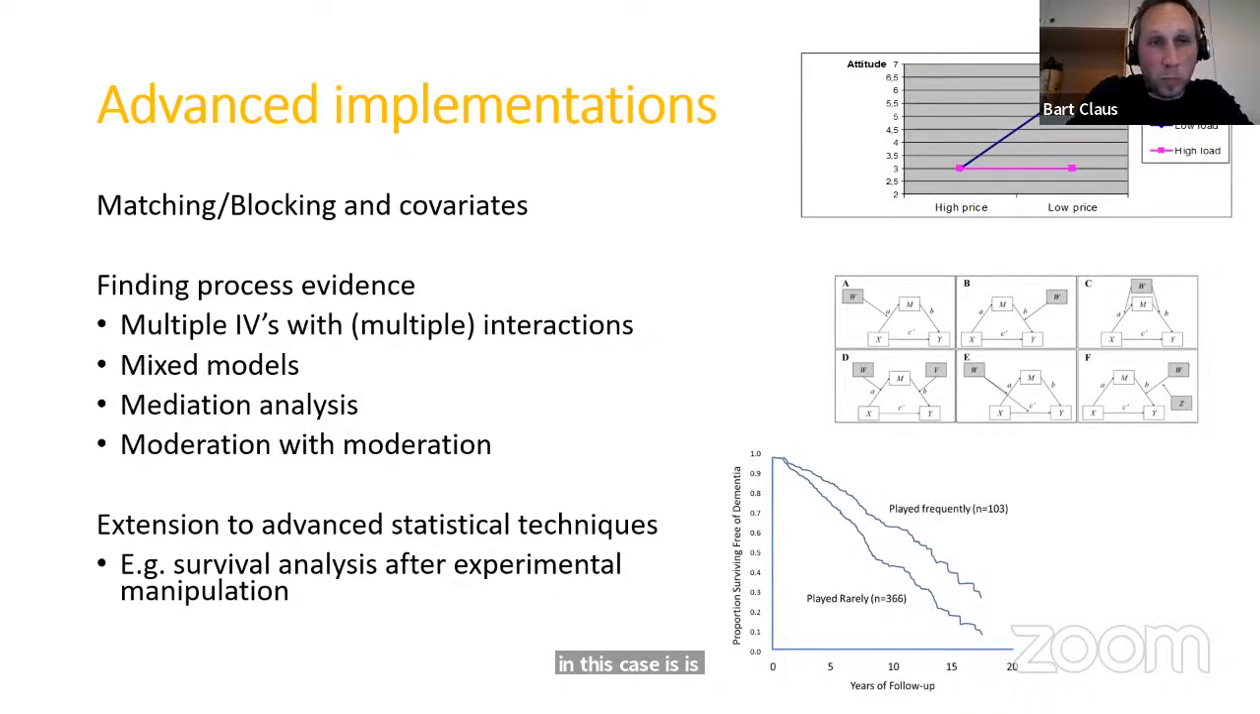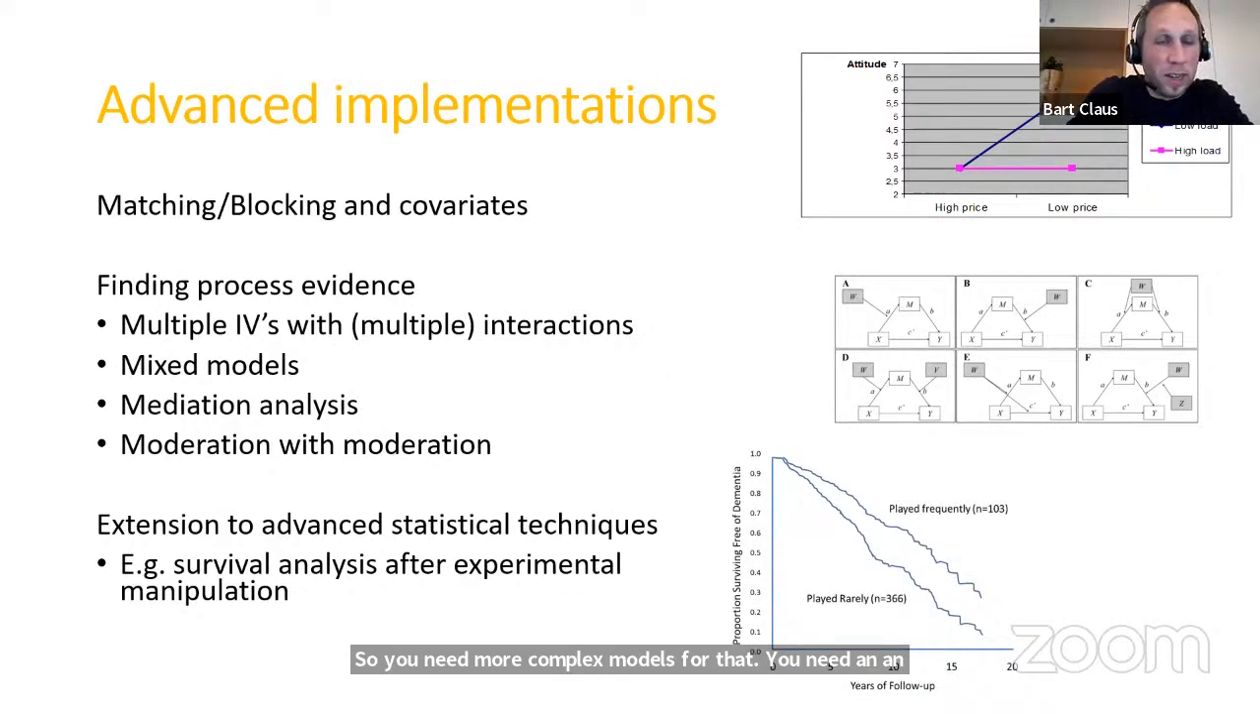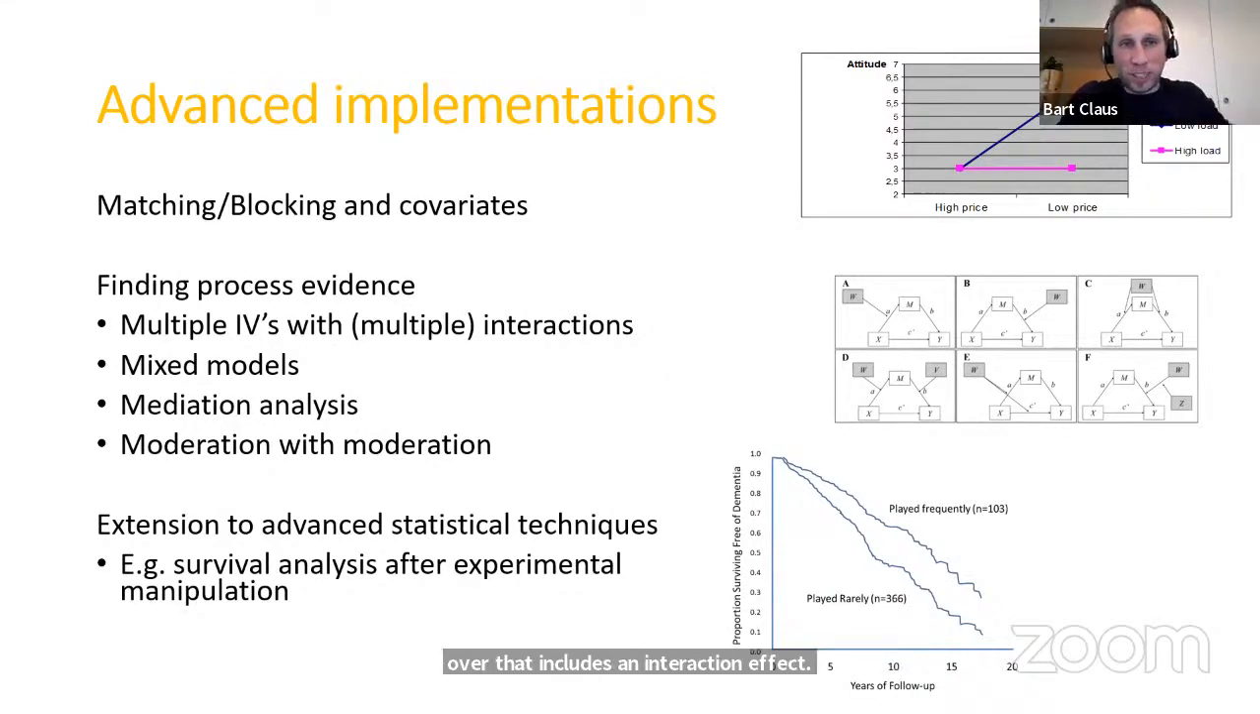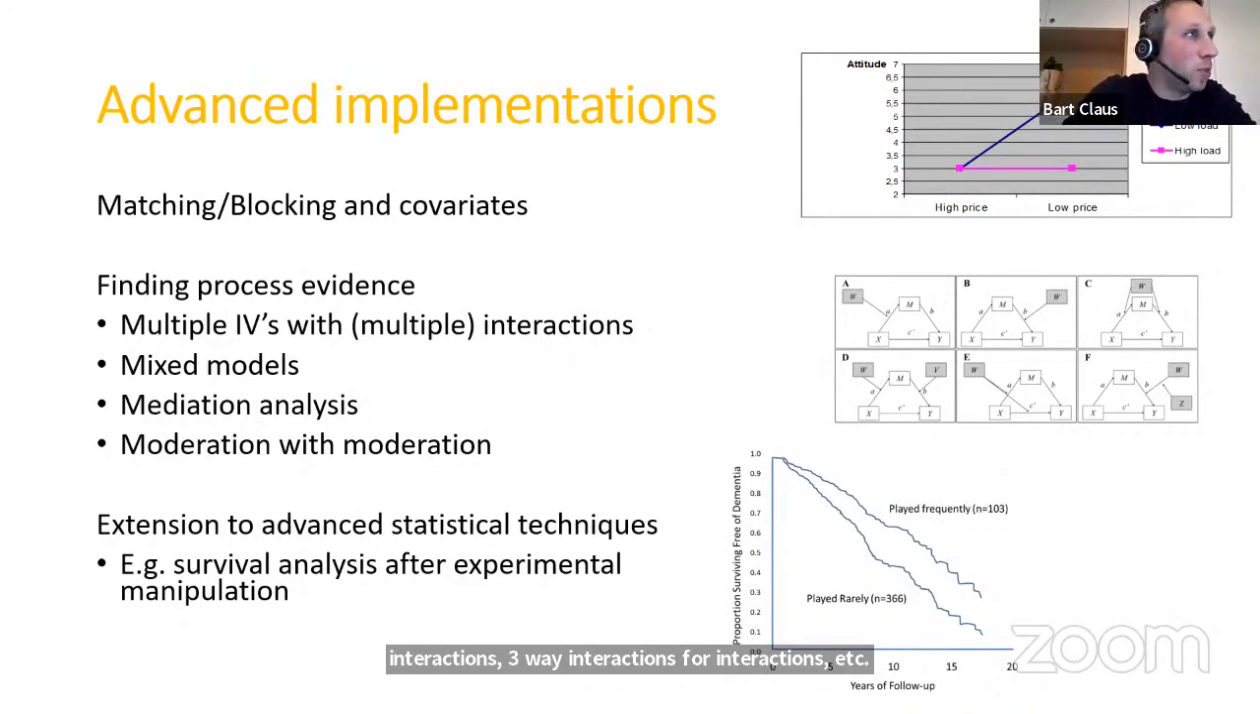So you need more complex models for that. You need an ANOVA that includes an interaction effect, and this can go pretty far. You can have two-way interactions, three-way interactions, four-way interactions, etc. And they become increasingly difficult to interpret, but it is perfectly possible. Is that answering your question?